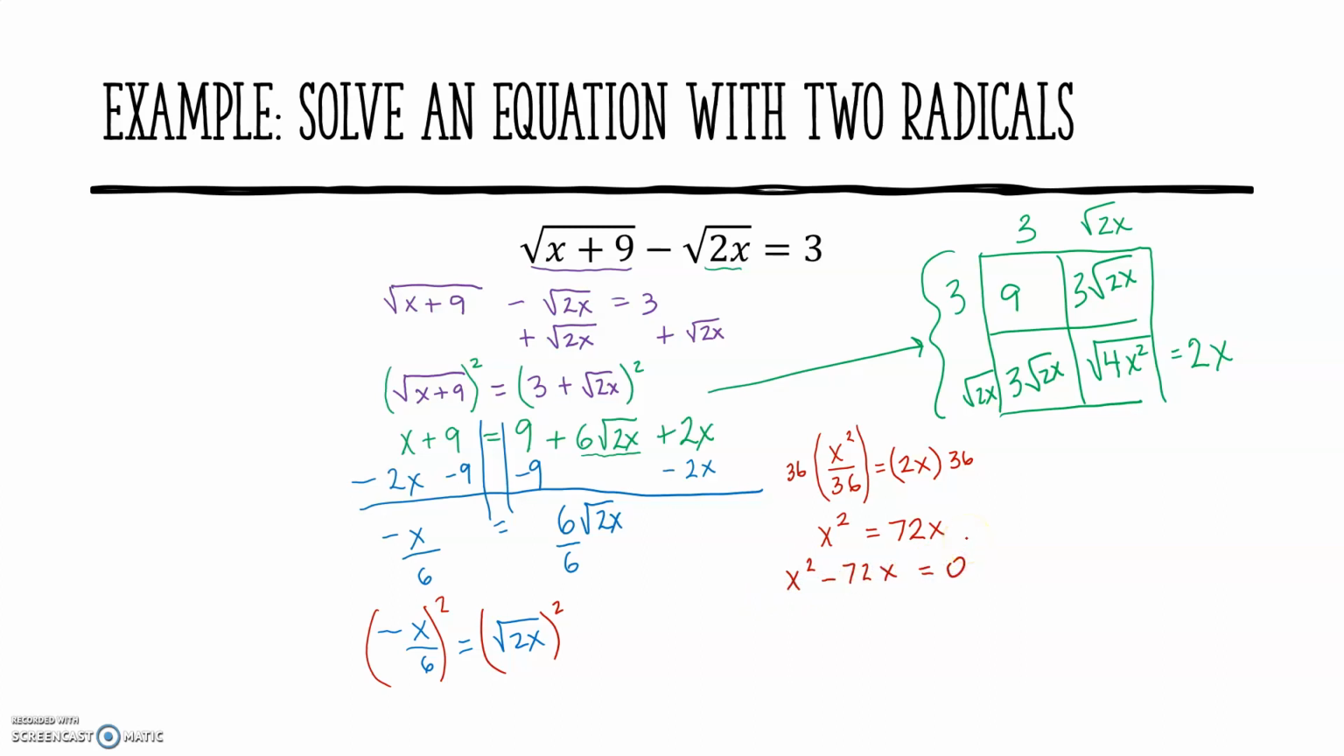Now I'm going to factor, but the factoring I'm doing this time is a little bit different. I have a greatest common factor. So I'm going to take x out, and then I have x times x minus 72 equals 0. It's still a product of two things. So if x is equal to 0, then the product would be equal to 0, or if x is equal to 72, the product would be equal to 0. So I have two apparent possible solutions. They look like solutions, but we're going to have to check to see if they're extraneous.